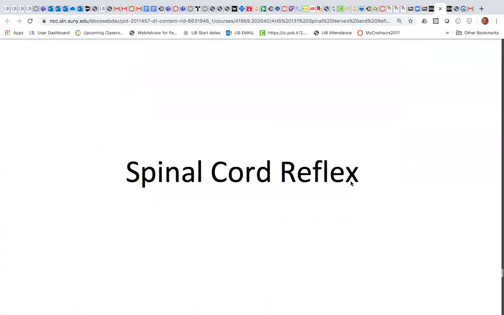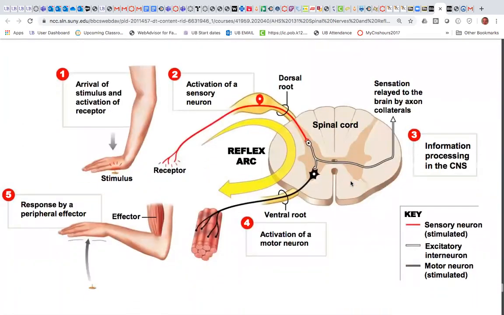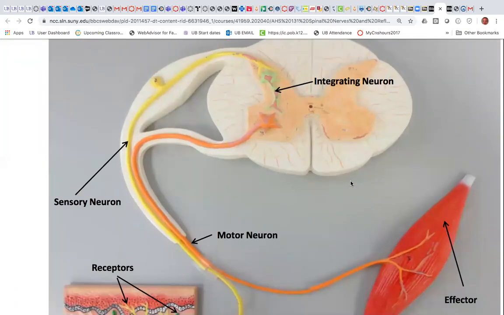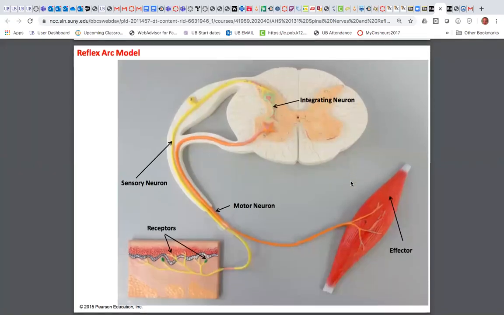Okay. All right. Spinal cord reflex, the model that we looked at in class here is this model. This is your reflex arc model. There are 5 moving parts to it. If we look at here, the skin, let's say you take a pinprick or a thumbtack or something hot or super cold, and you touch the skin, you have these tactile receptors that pick up pain there and temperature.